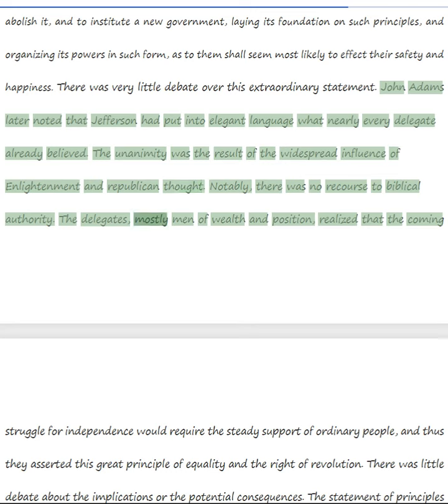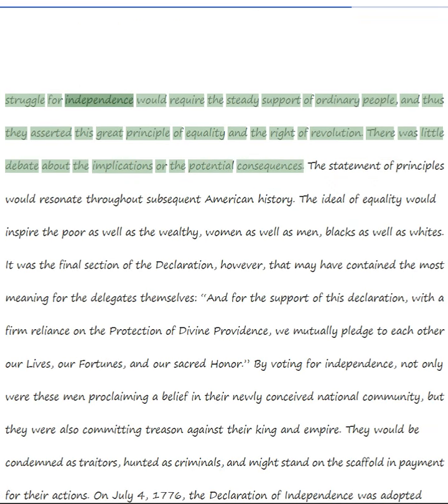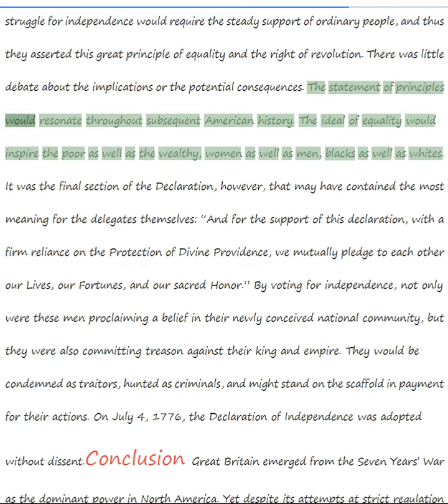The delegates, mostly men of wealth and position, realized that the coming struggle for independence would require the steady support of ordinary people, and thus they asserted this great principle of equality and the right of revolution. There was little debate about the implications or the potential consequences. The statement of principles would resonate throughout subsequent American history.